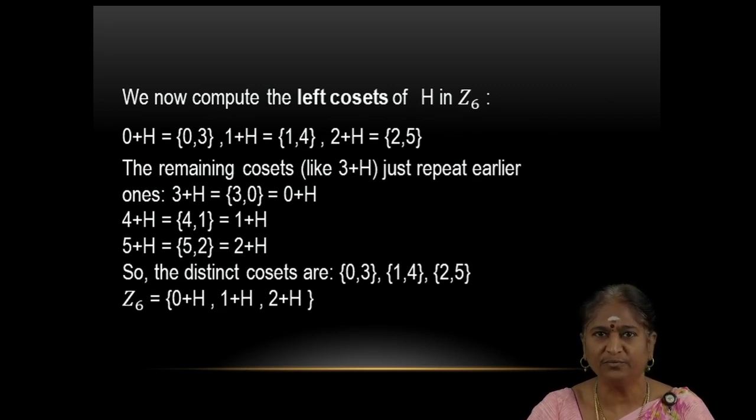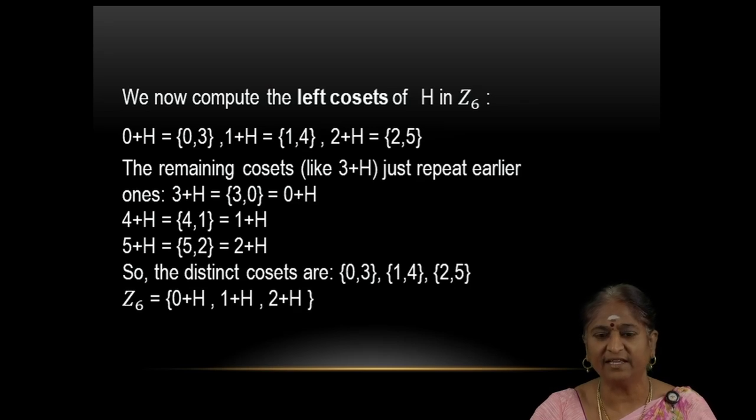Take the element 0 plus H, which is the set consisting of 0 plus 0 and 0 plus 3, that gives {0, 3}. Similarly, next determine 1 plus H, that is 1 plus 0 and 1 plus 3, which gives {1, 4}. Next, take 2 plus H, which is 2 plus 0 and 2 plus 3, the set {2, 5}. So the left coset 0 plus H is the set {0, 3}, the left coset 1 plus H is {1, 4}, and the left coset 2 plus H is {2, 5}.